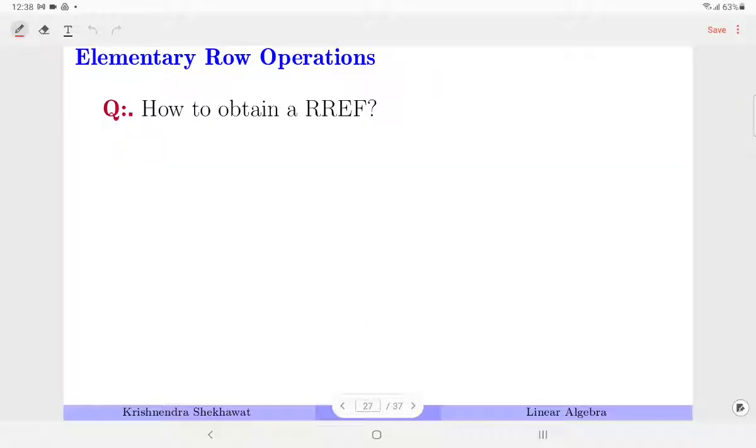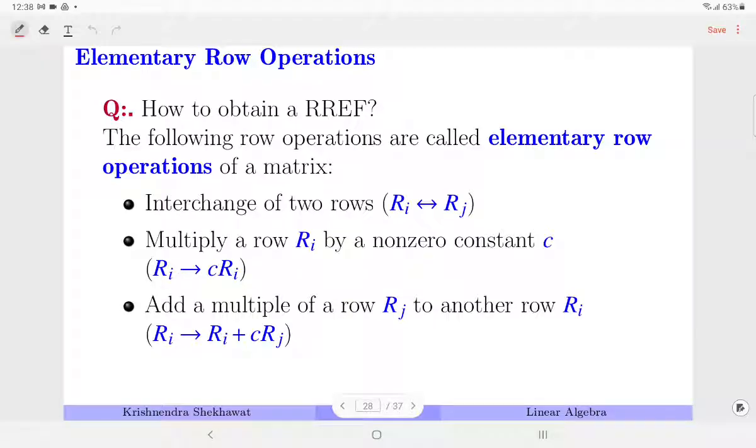So the question comes, how to obtain a RREF or REF. These are the suggested elementary row operations which we can use to obtain a RREF or REF. The question comes, why only these operations? Why not the other operations? Let's see first why only these operations. We are using these operations because if you use these operations, then the systems remain equivalent.